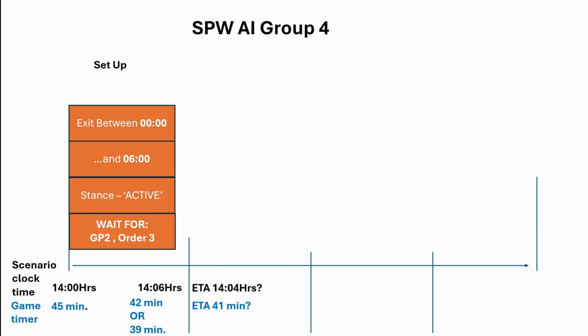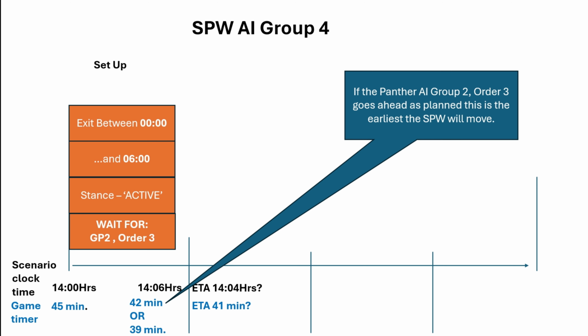I've then chosen the SPW, which is AI group 4, who will be sitting idle in their setup zone, to be linked, that's wait for, the Panthers AI order 3, which has the active trigger. When the Panthers move out from the order 2 at 42 minutes, that's 1403 hours on the clock, they will trip the can trigger in order 3.